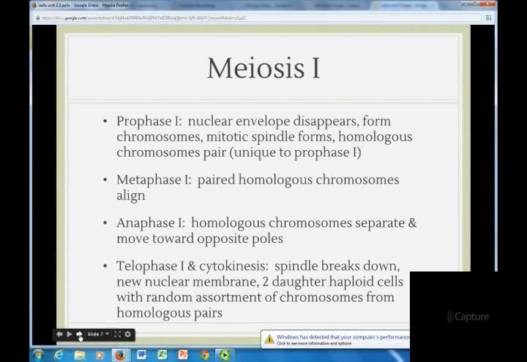In telophase 1 and cytokinesis, the spindle breaks down, you form a new nuclear membrane. The 2 daughter haploid cells are going to split apart with a random assortment of chromosomes from the homologous pairs, and the rest of the cytoplasm divides.